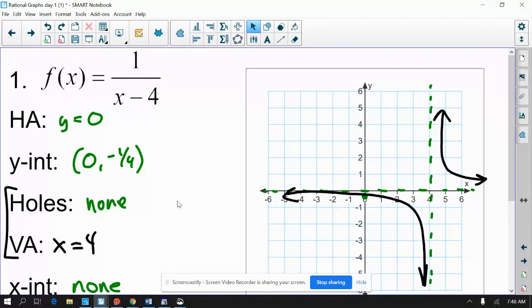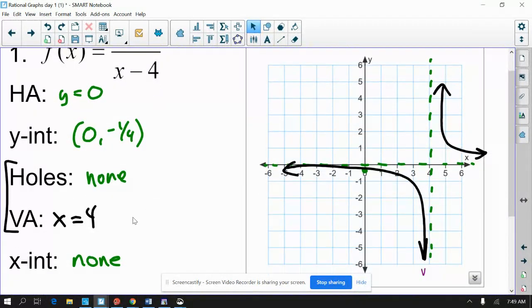X-intercepts, that's what makes this whole thing 0. And since it's a rational function, I just need to concern myself with how the top could ever be 0. Well, the top will never be 0, because the top is always the number 1. It's not like it says 1x or 1 plus x. There's no x value that would make the top 0. So there is no x-intercept.